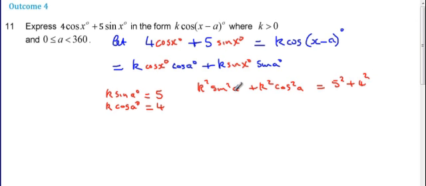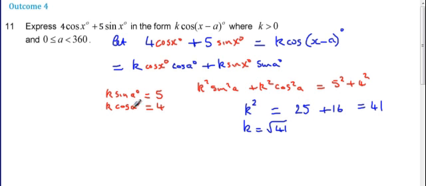k squared sin squared a plus k squared cos squared a, taking a k squared out of a set of brackets, of sin squared plus cos squared in the brackets, but this is just 1. So the left hand side is just k squared times 1, which is k squared. The right hand side we've got 25 plus 16, which is 41. So k is the square root of 41.